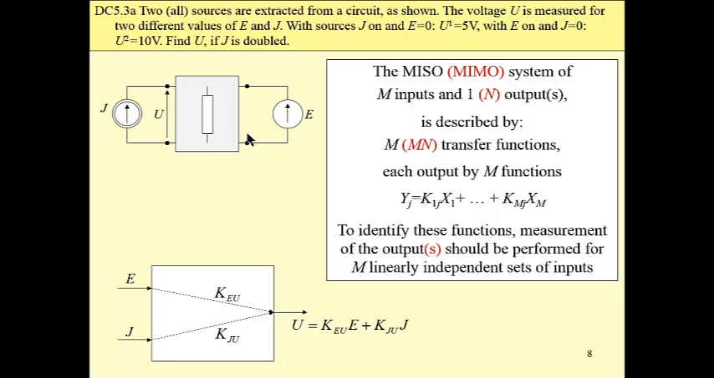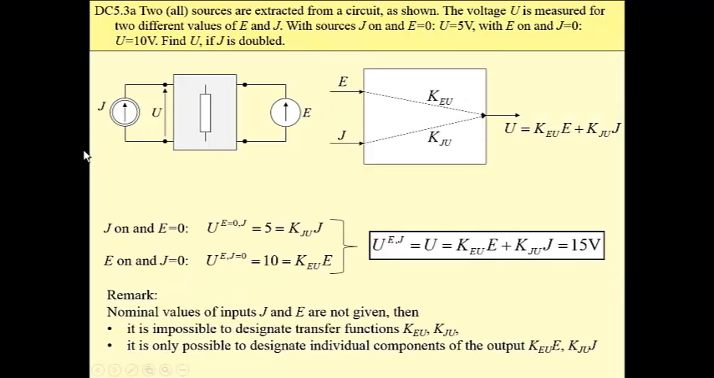We have them. In our case, this is a block diagram that describes our problem. We have two transfer functions. We have two components of our voltage. The first component is the result of the voltage source acting, and the second component is the effect of the current source.